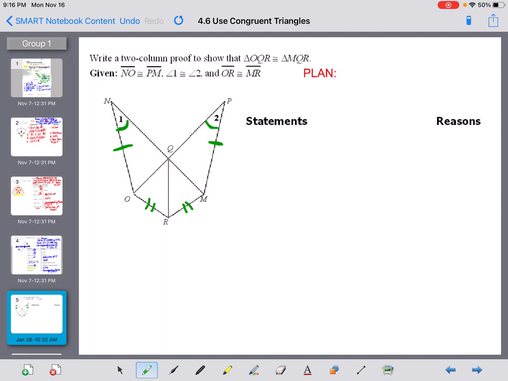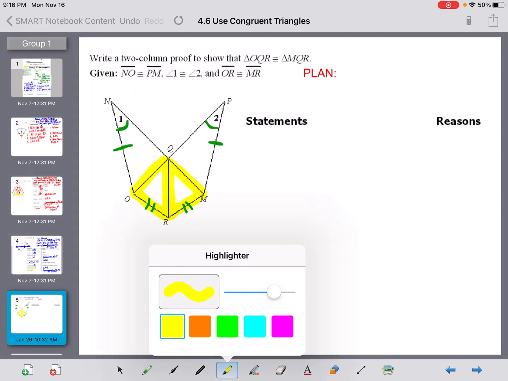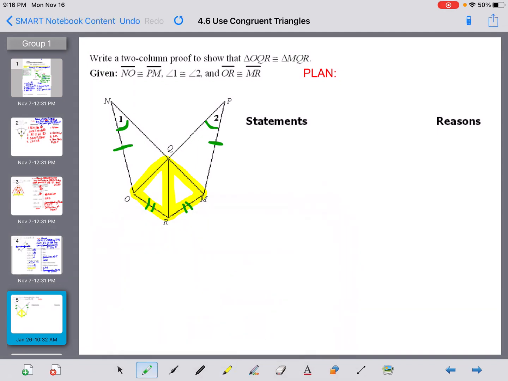That's good. All right. Our job is to prove triangle OQR and triangle MQR down here in the bottom congruent. Okay? Is there anything else we can mark? We can mark that shared side in the middle. Those are definitely congruent. Okay? What else do we know about those yellow triangles?